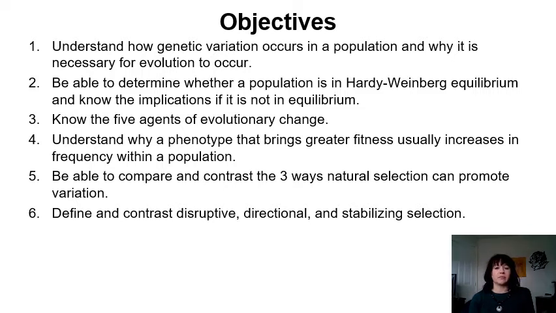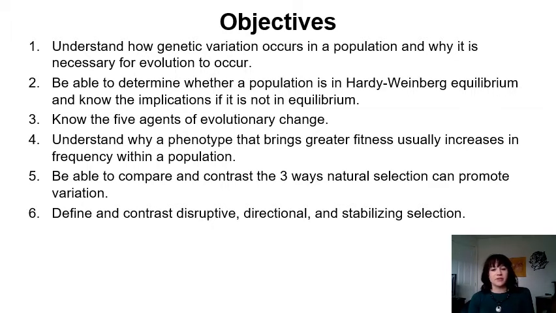Next, we're going to talk about a principle called Hardy-Weinberg equilibrium and what its implications are for population genetics, how we can use it to predict what frequencies of different traits we're going to see in a population, as well as whether or not evolution is happening. The third objective that you should know is the 5 agents of evolutionary change. So what are the 5 things that can induce evolution?